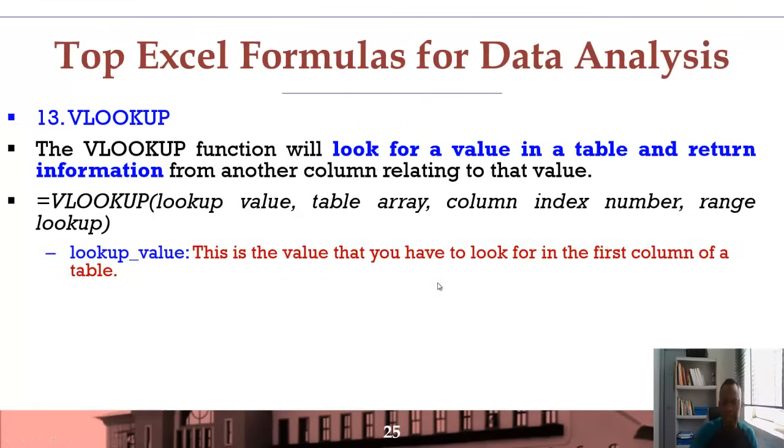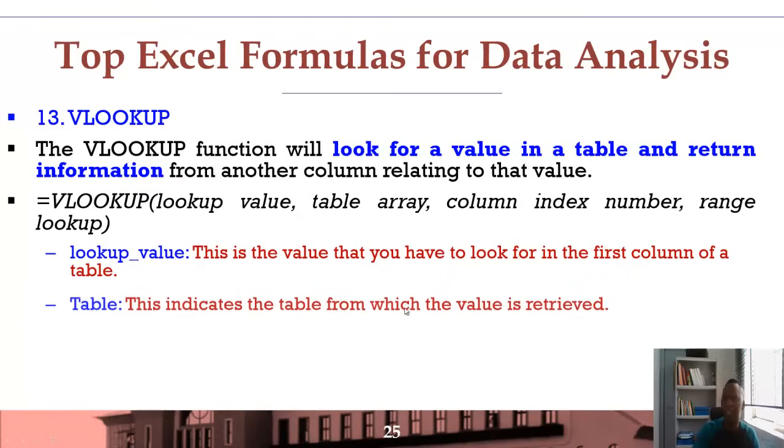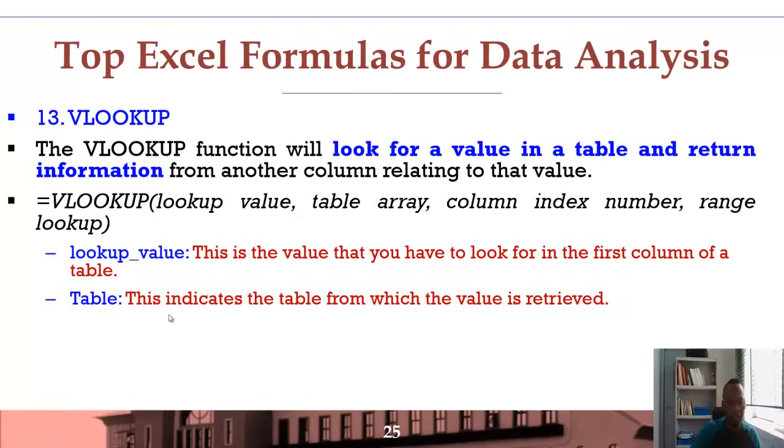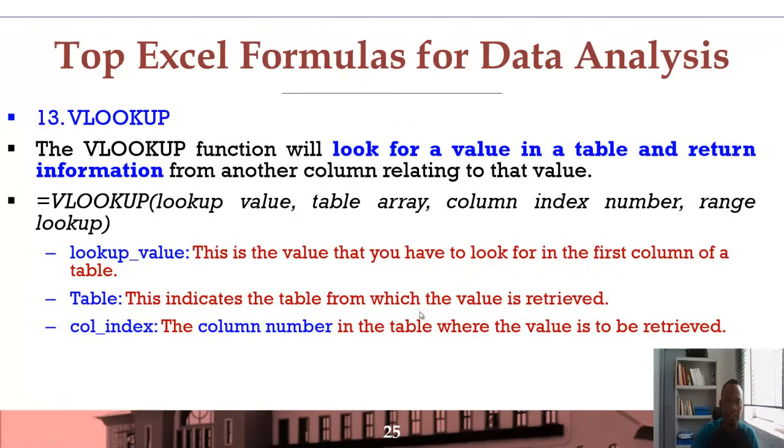Now the lookup value is the value you want to look for in the first column. We must be careful anytime we are using the lookup value. Number one condition is that the data must be sorted. You must use the first column to sort your data. The value you want to look up must also be in the first column of your table. So the second criterion, you specify the range where the value will be retrieved from.